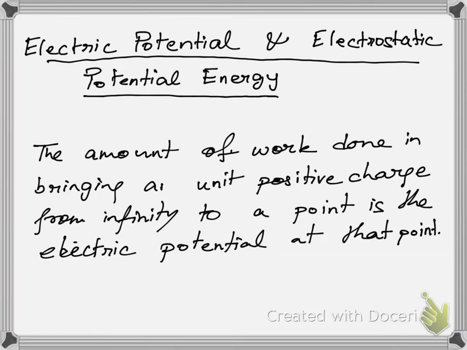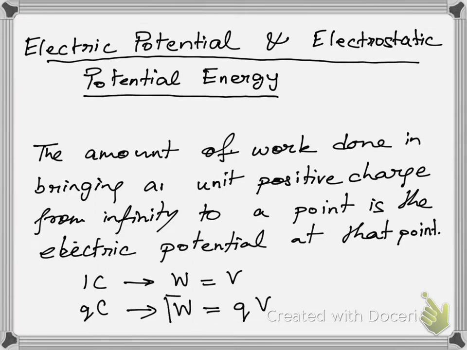Now for bringing a unit charge, that means let's say 1 coulomb of charge, the work done will be equal to the potential. Now if we bring q coulombs of charge instead of 1 coulomb, the total work that will be done will simply be q times V. This is the expression for work done in bringing a charge from infinity to a point, and this work done will be stored up inside the system as electrostatic potential energy.